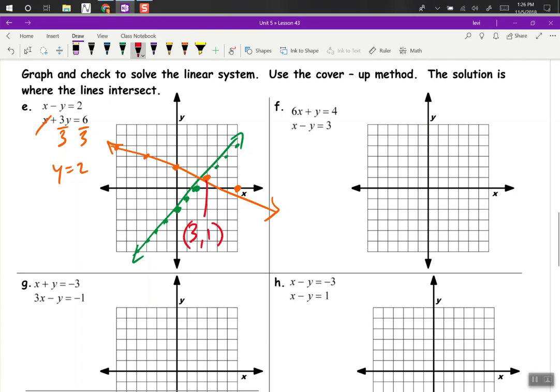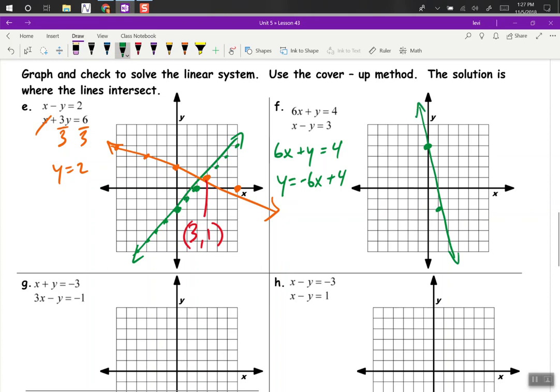So F, and this is why I don't really like the cover-up method sometimes, because we'd say 6x equals 4, right? So x would be 4/6 or 2/3. But I don't want to do that, so I'm going to take this equation and solve it for y. So I'm going to say y equals -6x plus 4, right? So y-intercept is 4, slope is down 6, right? So down 6 over 1. So we've got a line that looks something like this.